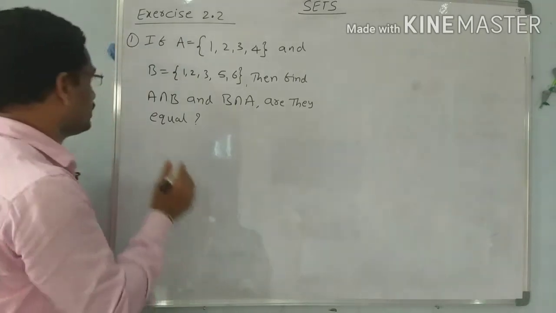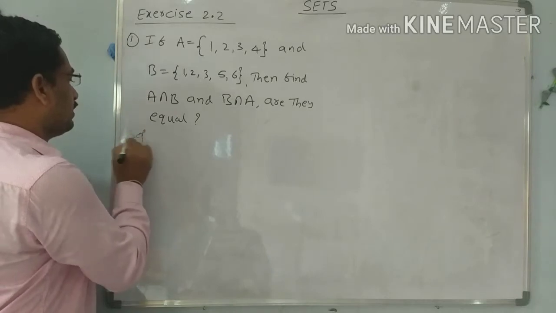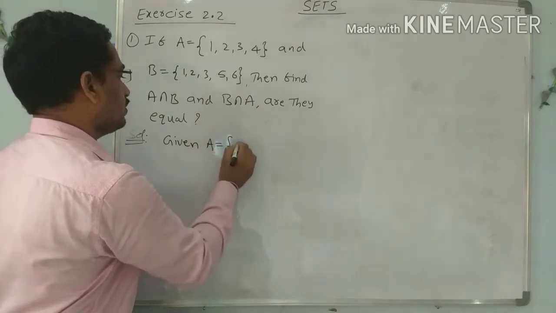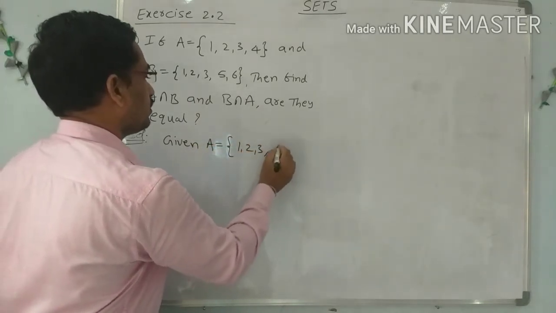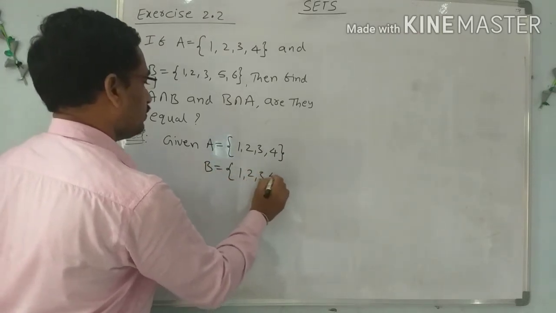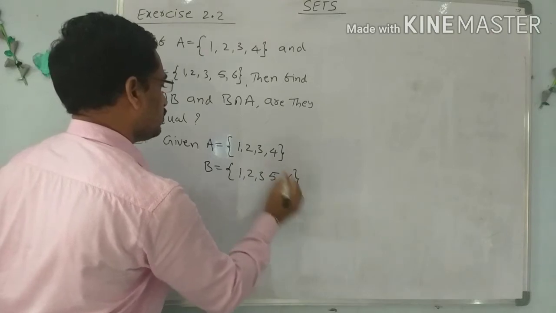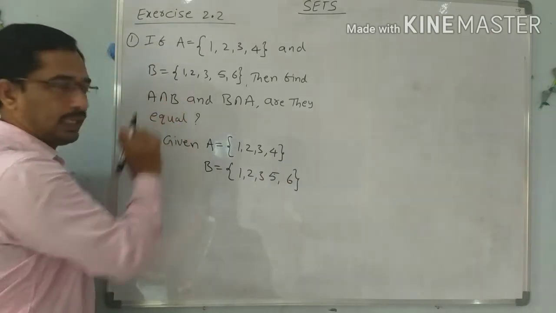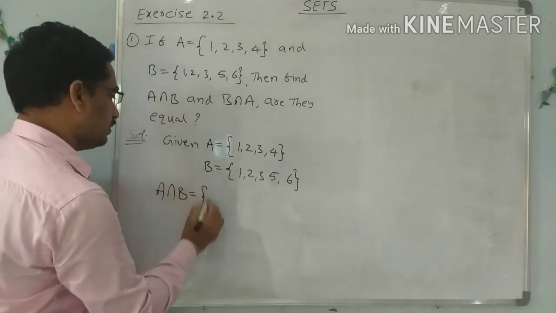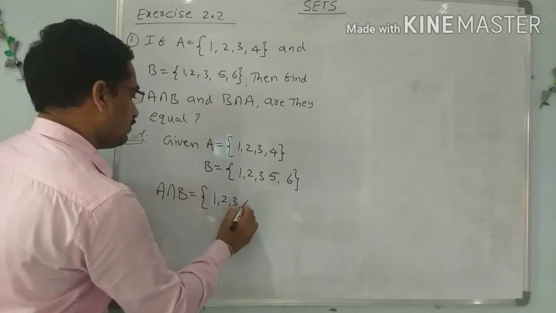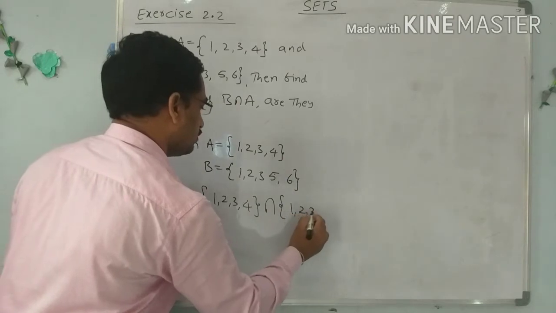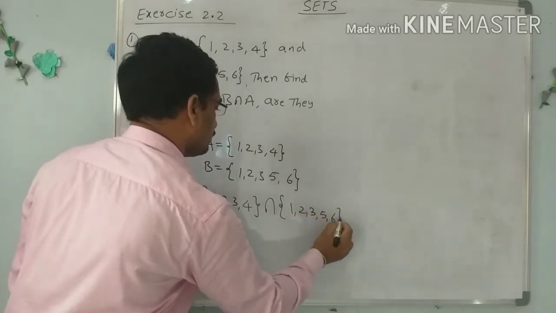So what is the result? Now see solution. First write down the given: A equal to {1, 2, 3, 4}, B equal to {1, 2, 3, 5, 6}. The two sets are given. Now first to find out A intersection B. A intersection B. Write A {1, 2, 3, 4} intersection B {1, 2, 3, 5, 6}.